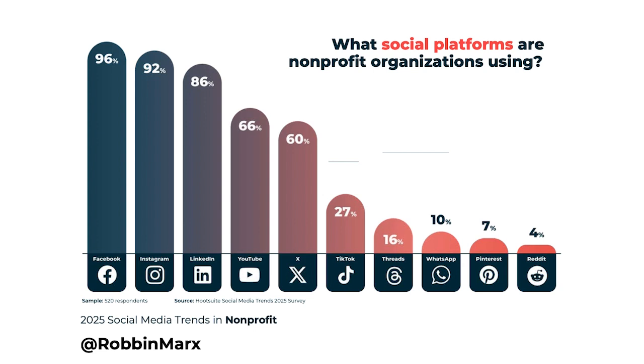The big platform on the block, Facebook, still running strong. Again, this is according to Hootsuite, and this is a sample from 520 respondents, from the Hootsuite 2025 trend survey. So 96% of nonprofit organizations are on Facebook.